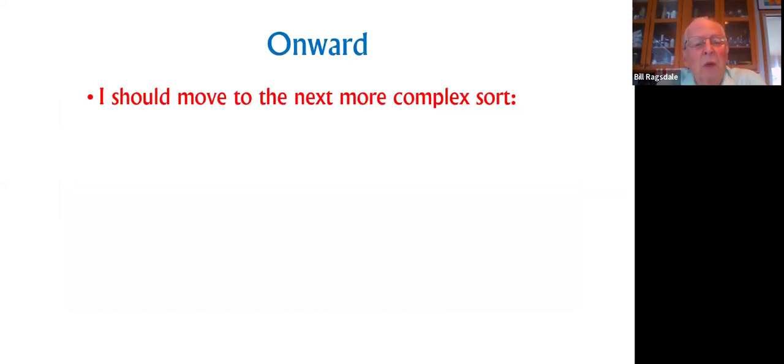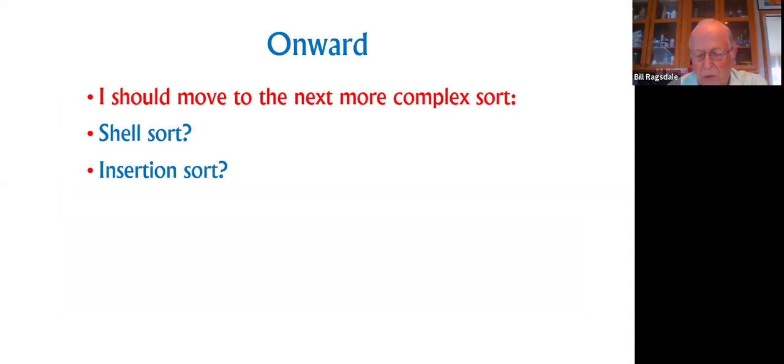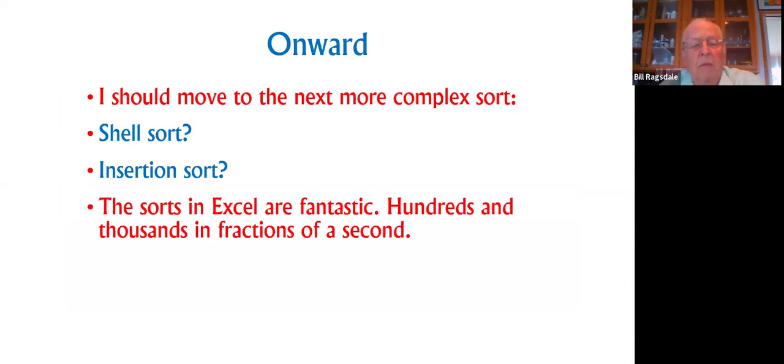So what would we do in the future? Well, we should move to more complex sorts, which improve the sort time. The classic models are the shell sort and the insertion sort. And as a look ahead, I'm actually doing continuing work to transition over to an insertion sort.